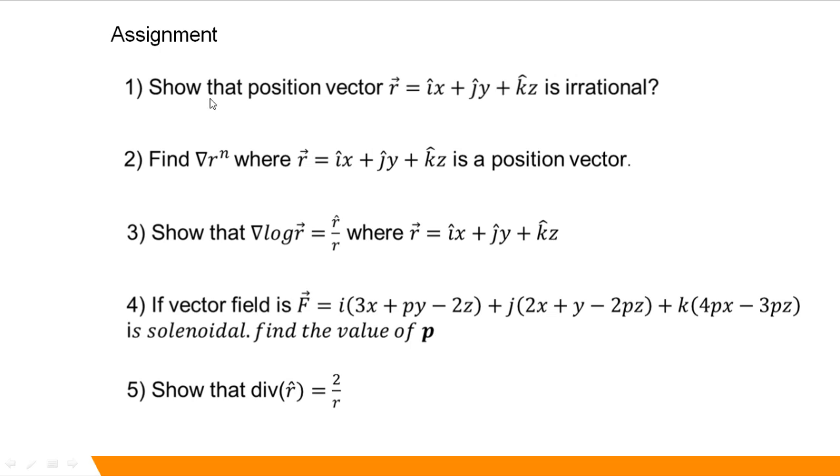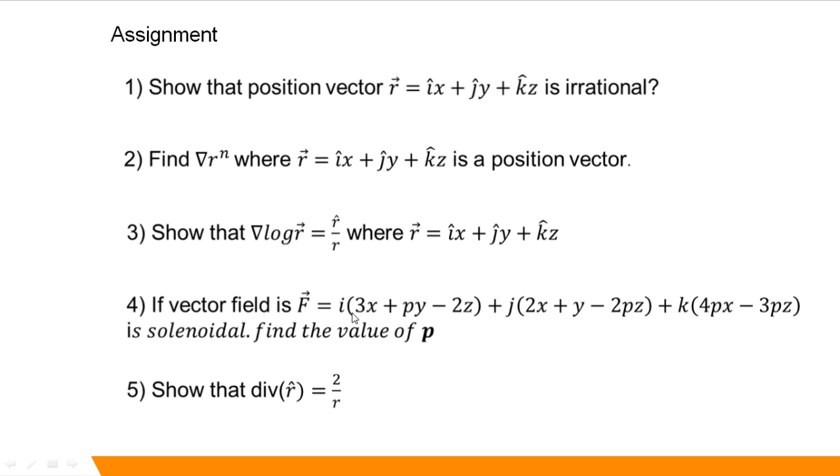And some of these questions I will give you as homework. The first: show that this vector is irrotational. That means if del cross r value is 0, then it becomes irrotational. And similarly find the gradient of r to the power n, just what I did, and the gradient of log r, this is a proof.